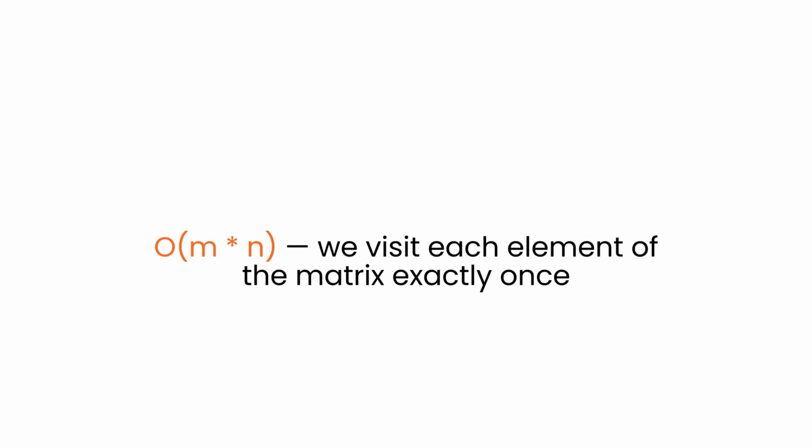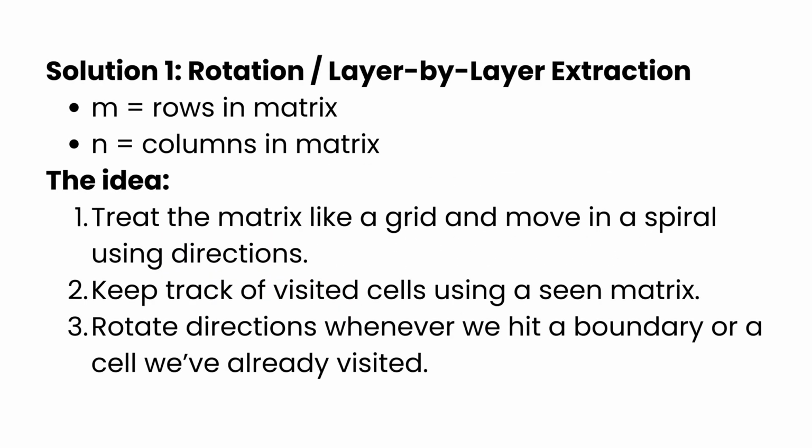number of columns. The idea behind the solution is to treat the matrix like a grid and move in a spiral using directions. We keep track of visited cells using a separate seen matrix. Whenever we hit a boundary or a cell we've already visited, we rotate the direction clockwise. Think of it like walking along a maze and always turning right whenever you can't move forward.